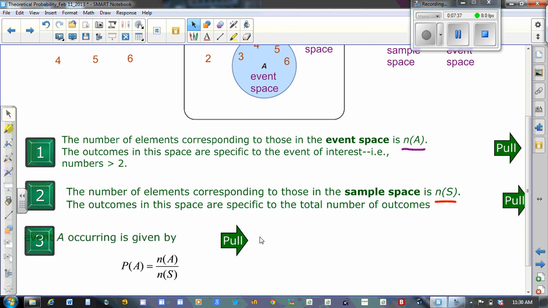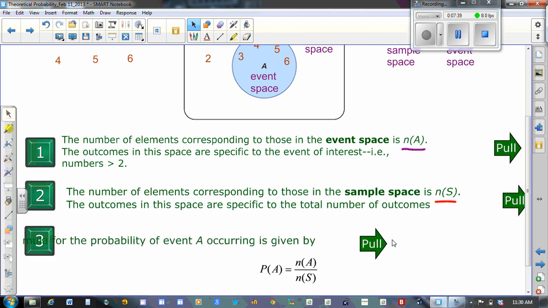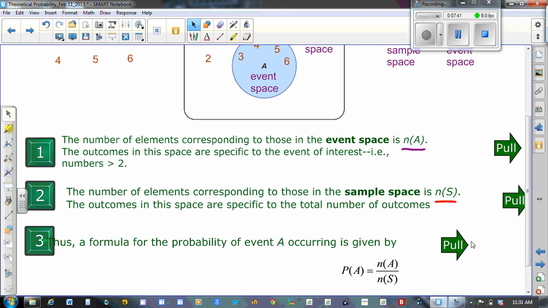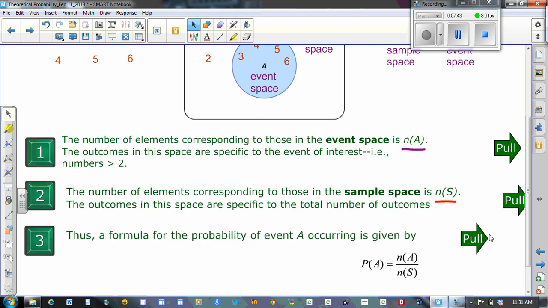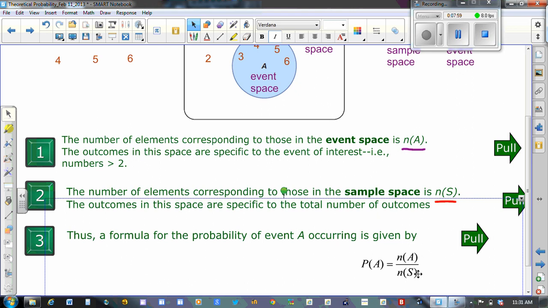Last but not least, because we're talking about probability and it is a ratio, a formula, which is very intuitive, we could come up with this quite easily because we've been writing ratios for quite some time. So the probability of event A is equal to the ratio of the number of elements in the event space compared to the number of elements in the sample space.